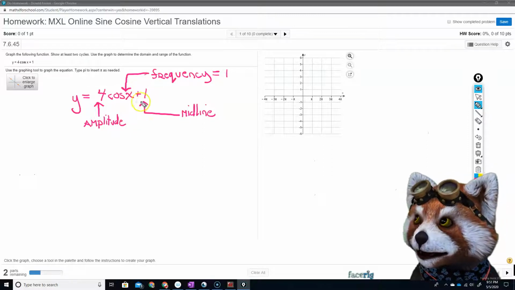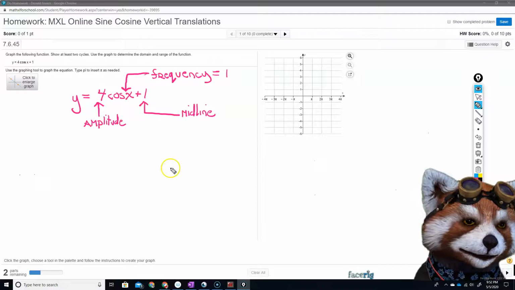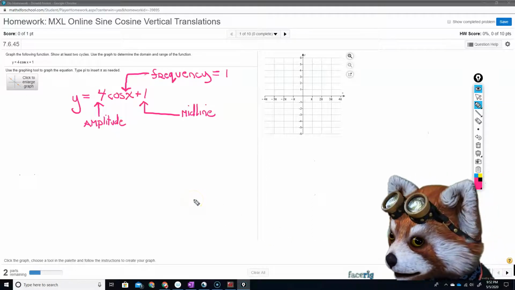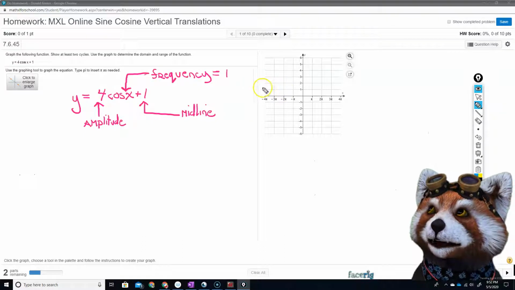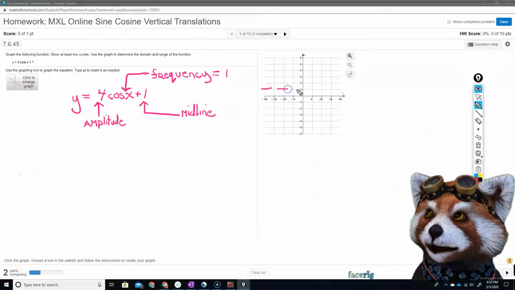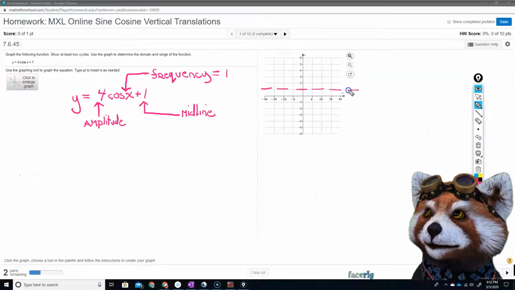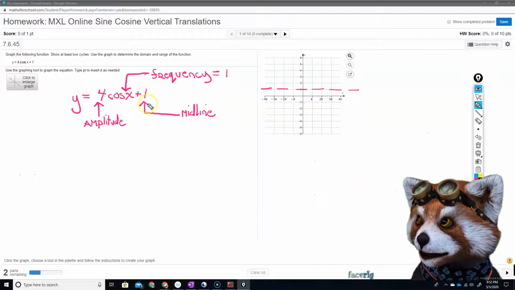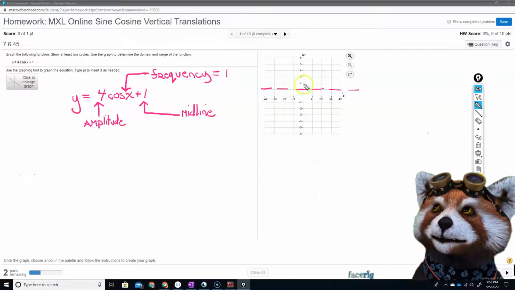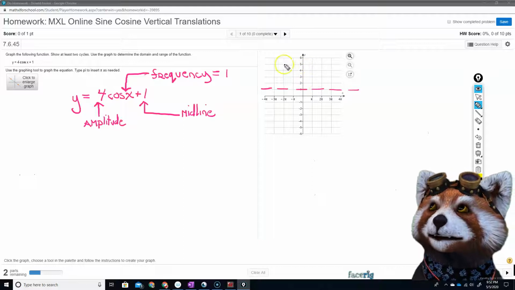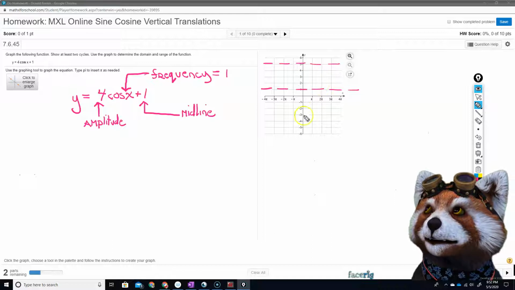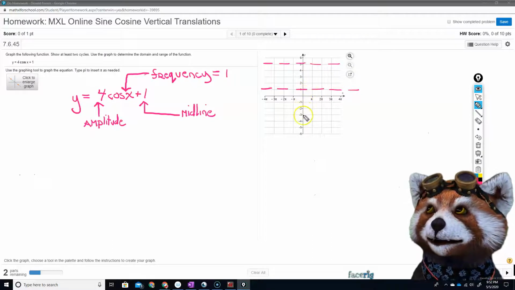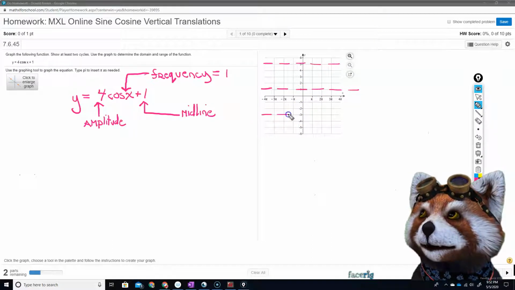And if anything's being added or subtracted, that's going to be our new midline. So the new midline of this graph is going to be at 1. Okay, its amplitude is going to be 4. So it's going to go between 5, that's 4 above that, and 1, 2, 3, 4 below it.